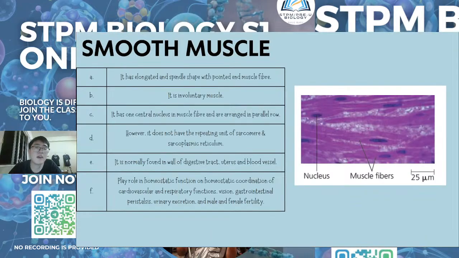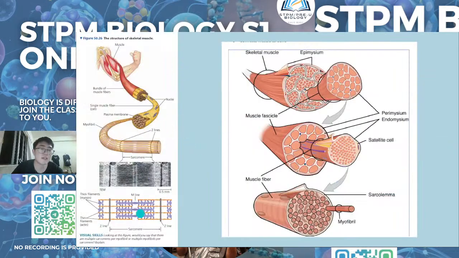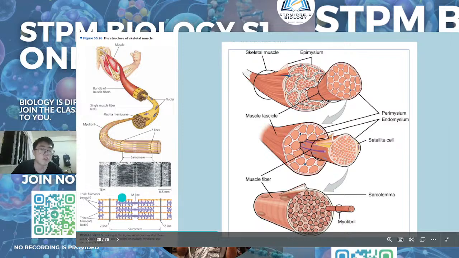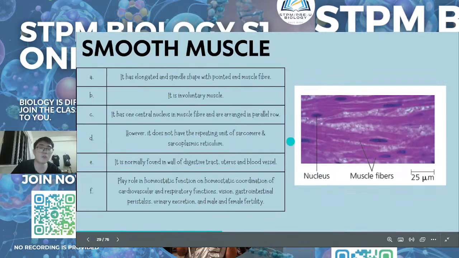Okay, and then smooth muscle. This is another type of muscle. It has elongated, spindle-shaped muscle fibers with pointed ends, and it is involuntary muscle. It has one central nucleus in the muscle fiber, arranged in parallel rows. However, it does not have the repeating unit of sarcomere and the sarcoplasmic reticulum. Compared to skeletal muscle, which has the repeating unit of sarcomere, smooth muscle does not have it.